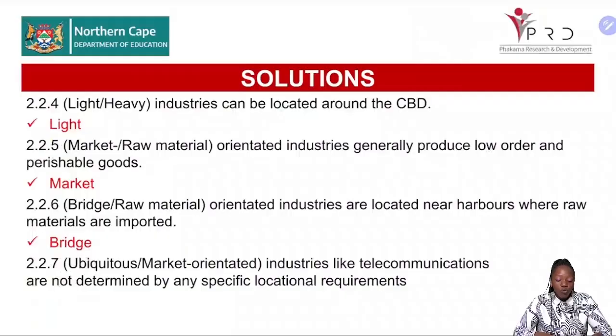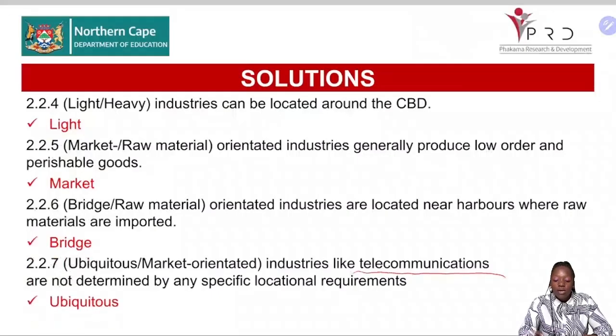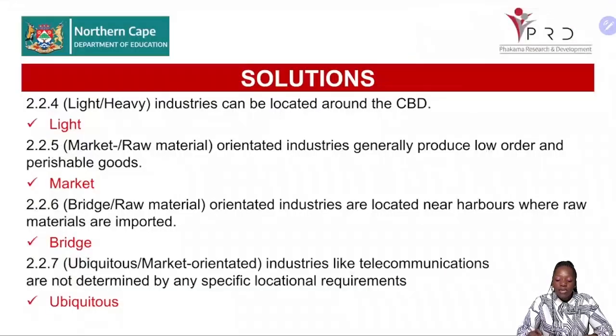Then your 2.2.7, your ubiquitous or your market-oriented industries like telecommunications are not determined by any specific locational requirements. We are talking about the ubiquitous. Remember the ubiquitous, these are the industries that are dealing with the cell phone network.